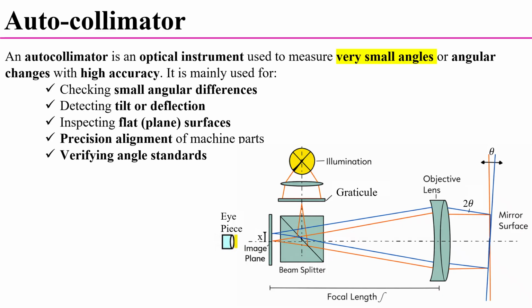An autocollimator is an optical instrument used to measure very small angles or very small angular changes with high accuracy. It is mainly used for checking small angular differences, detecting tilt or deflection, inspecting flat surfaces, precision alignment of machine parts, and verifying angle standards.